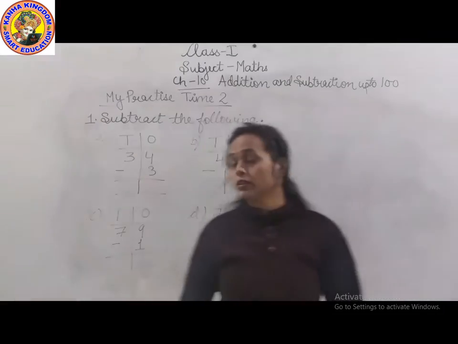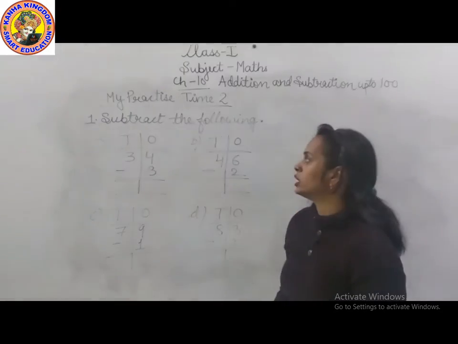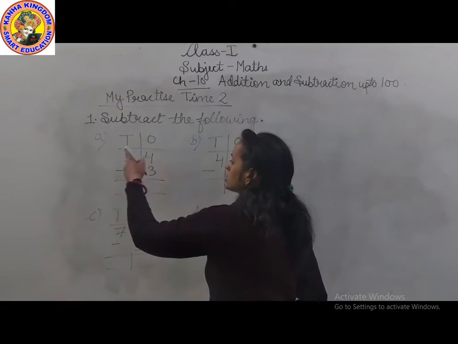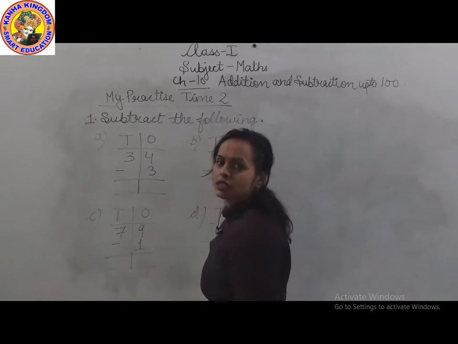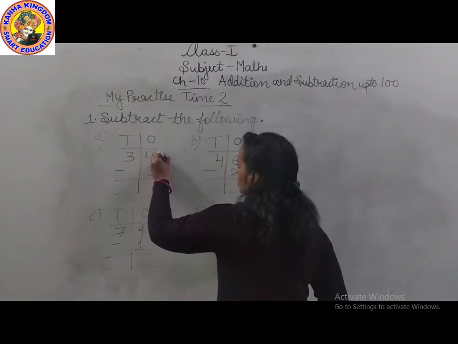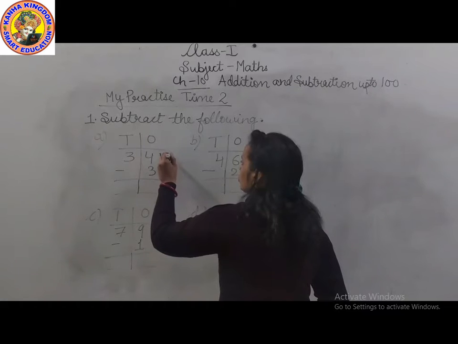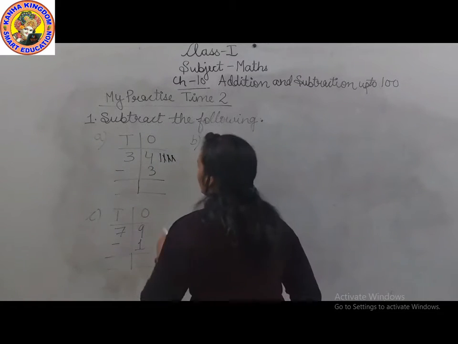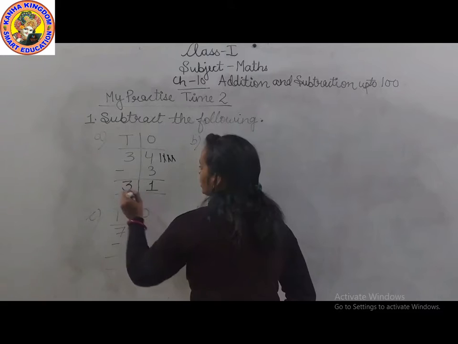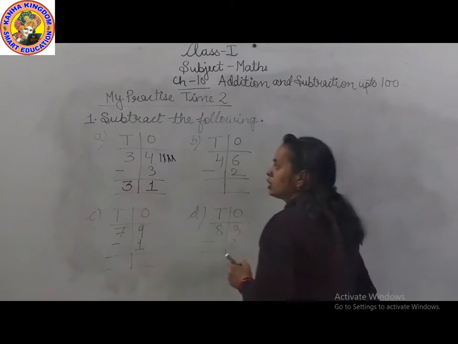Now our next, my practice 2, subtract the following. In MPT 2, question number 1 is subtract the following. 3 tens, 4 ones, minus 3. Subtract 3 from 34. 1, 2, 3, 4. So 4 minus 3, 1. Bring down 3, means 34 minus 3 equals 31, okay?